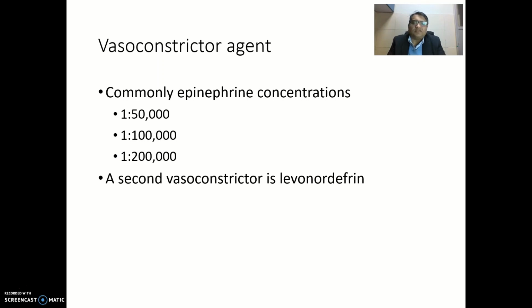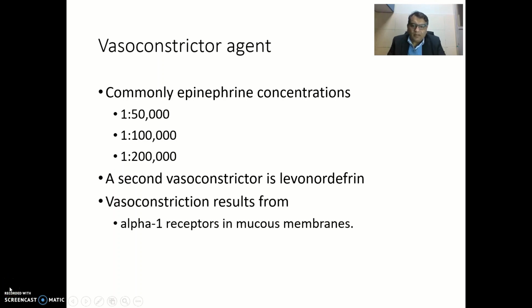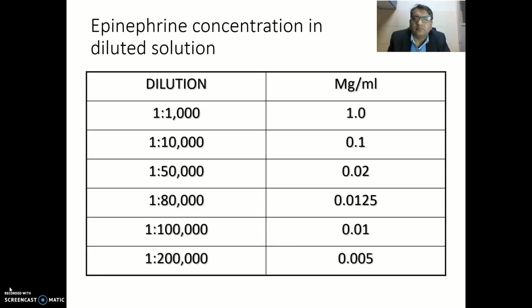The second vasoconstrictor is levonorepinephrine. This is not usually available in Pakistan, and the vasoconstriction results from the action of epinephrine. Now we are going to talk about the epinephrine concentration in dilute solution.